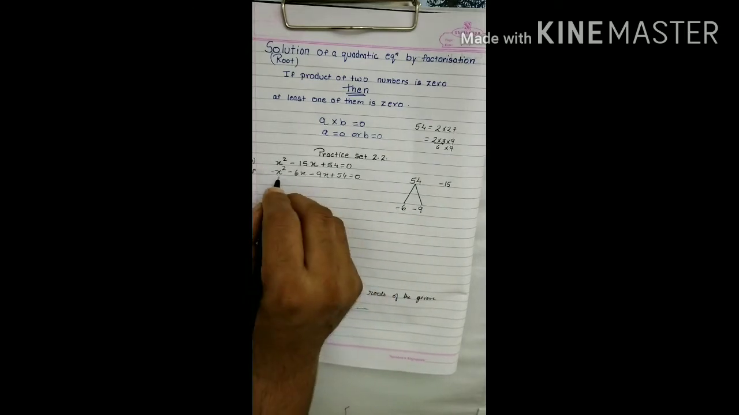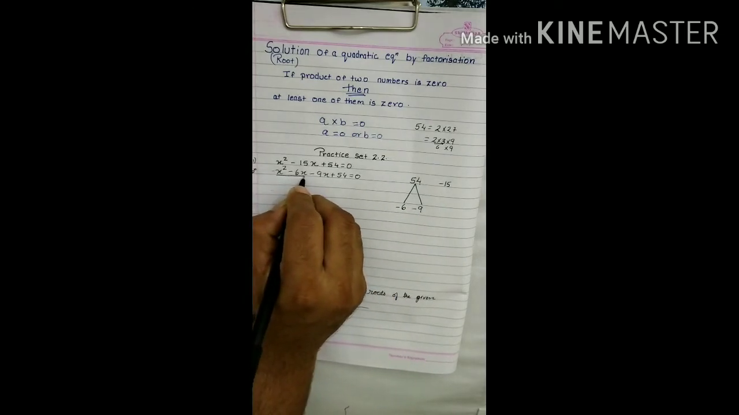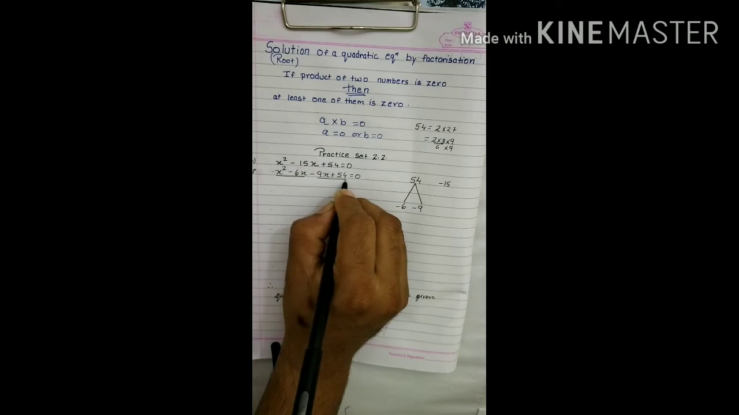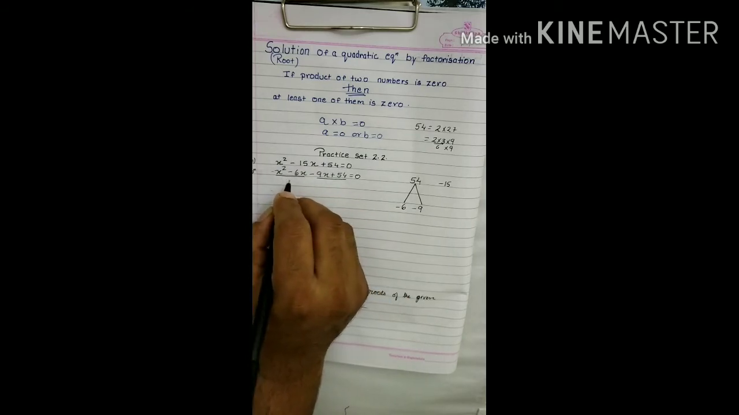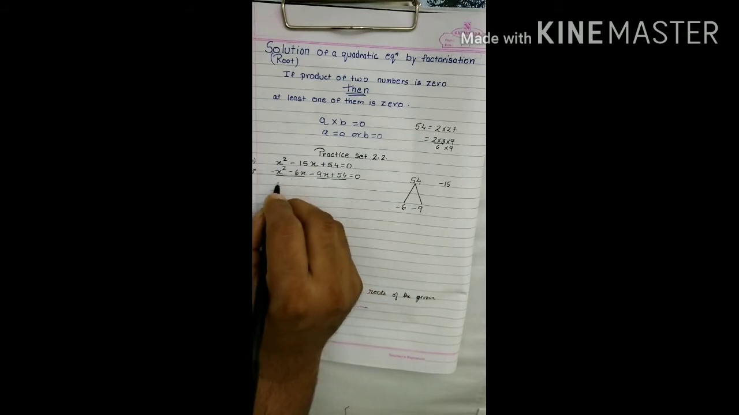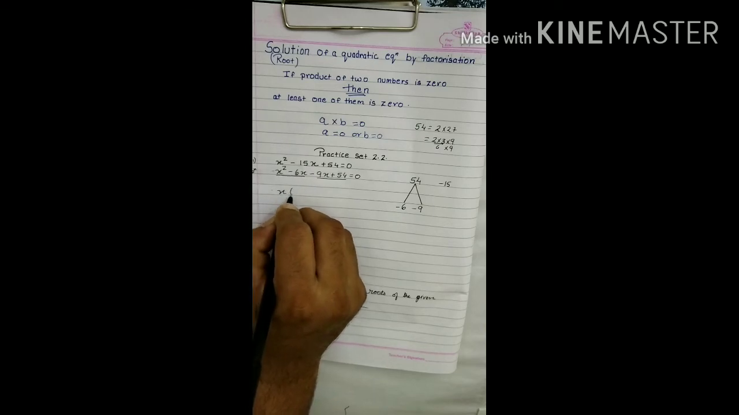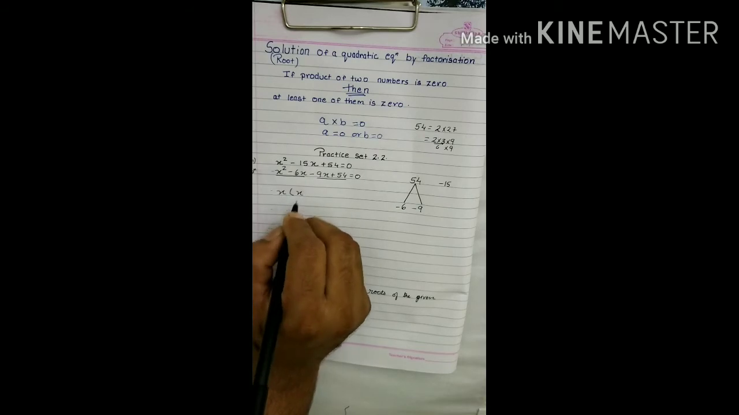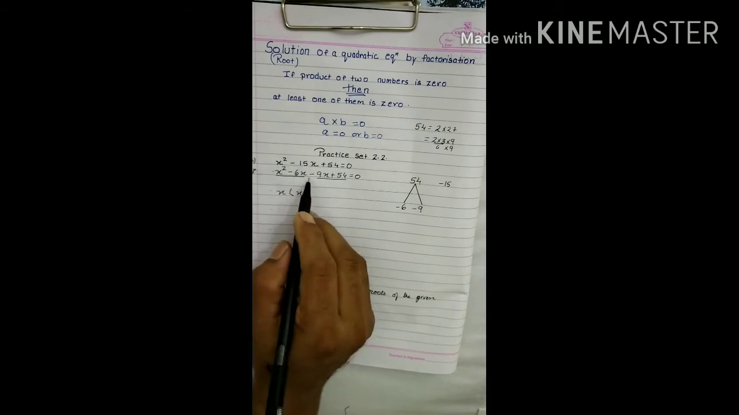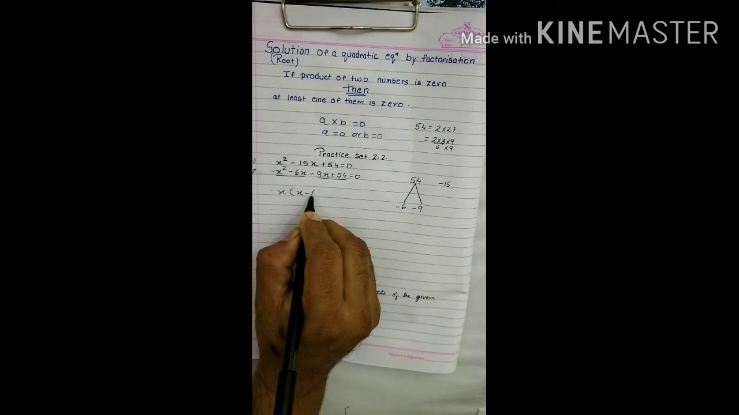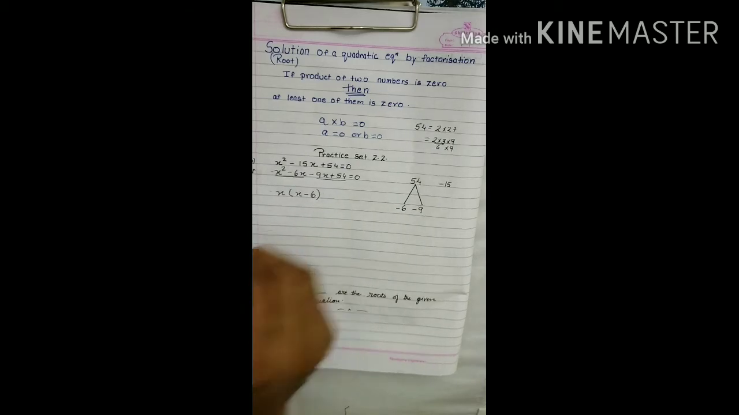So now what do we need to do? We need to make a pair of the first two terms and the last two terms and take out the common factor from them. I can take out x common from here. So if I take out x common, what will be left? Out of x square, only 1x will be left. So I have taken it out, and x minus 6 will be left.